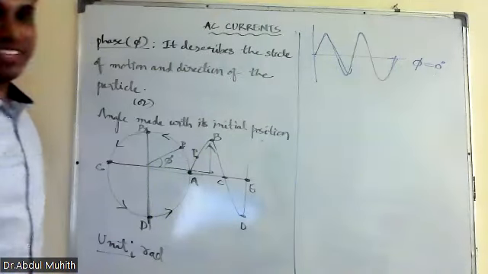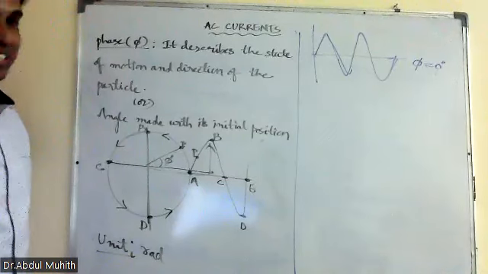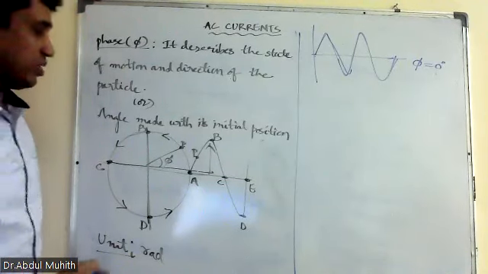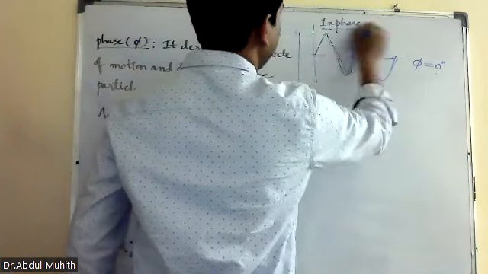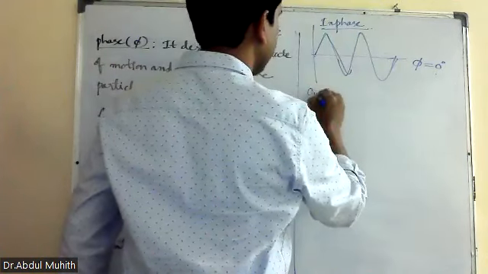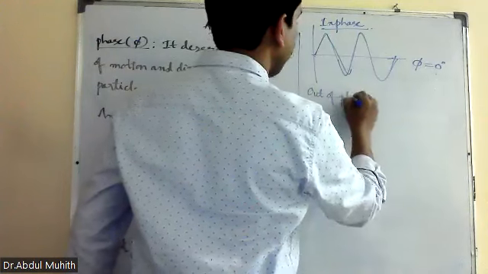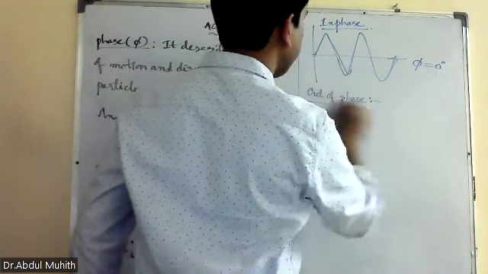It is 0 degrees here. The angle between both the waves is 0 degrees. So that is said to be in phase. I'm writing here in phase, equal to 0 degrees. Next is out of phase. Out of phase means the angle between both of them is equal to how much?